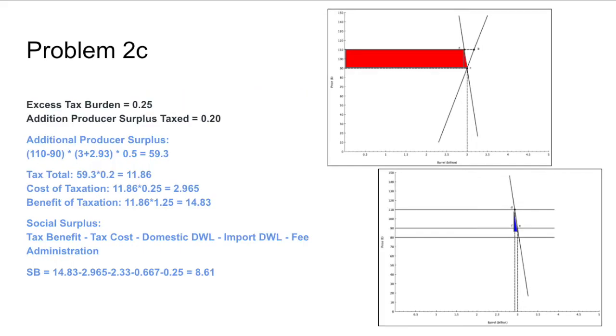In the final step, the producer surplus, shown in red, is equal to $59.3 billion. 20% of it, multiplied by 1 plus METB, is equal to $14.83 billion. The METB times tax revenue equals $2.97 billion. Yet again, social benefits can be calculated by adding benefits from tax, subtracting costs from tax, domestic deadweight loss, import deadweight loss, and the administrative costs, which totals $8.61 billion.